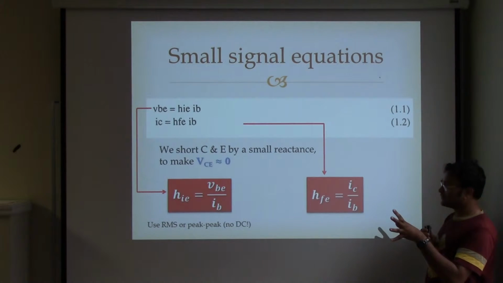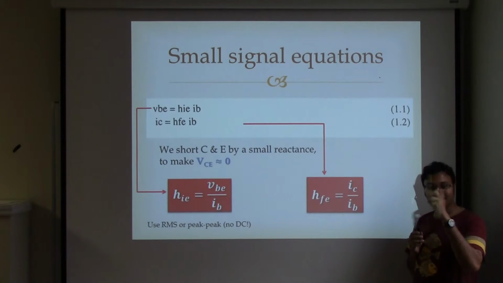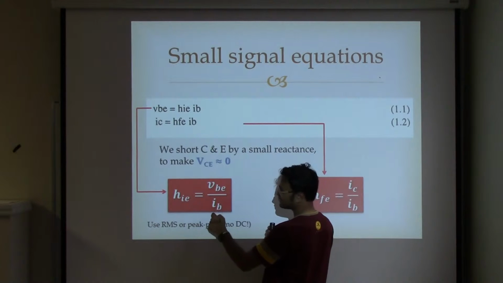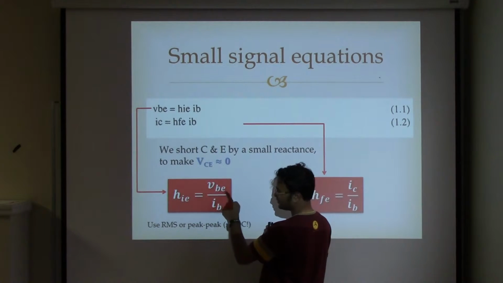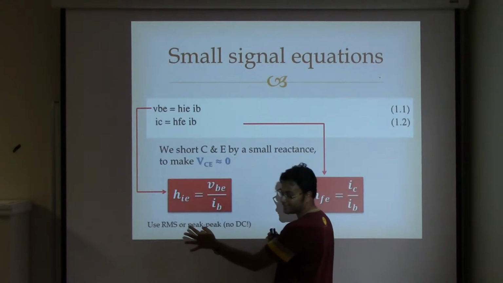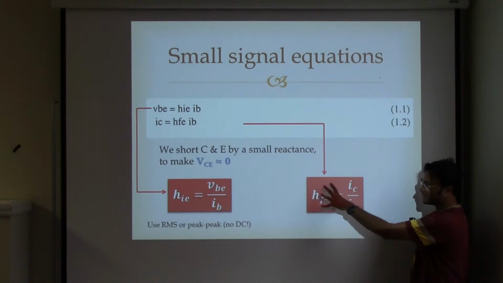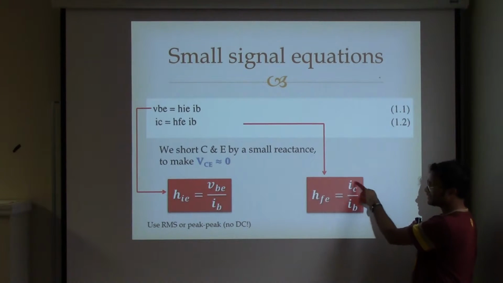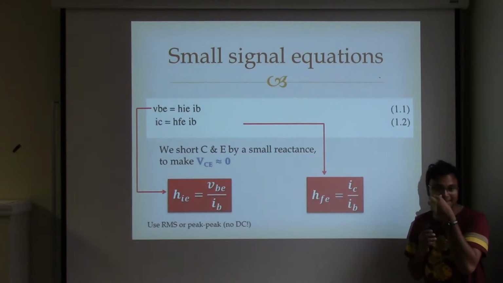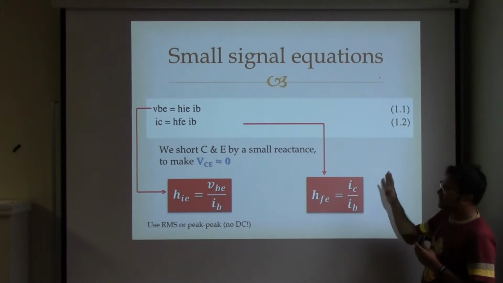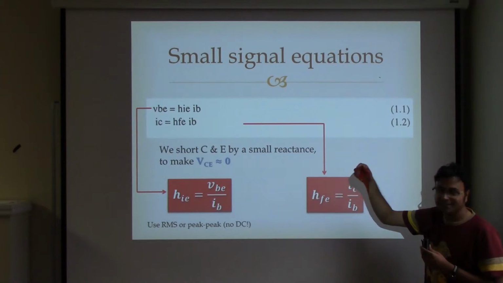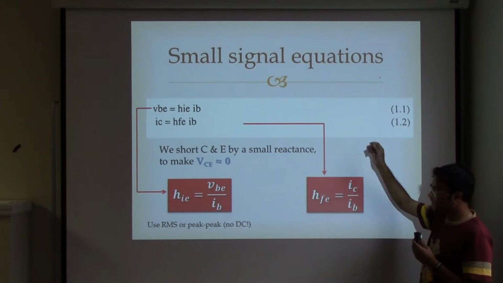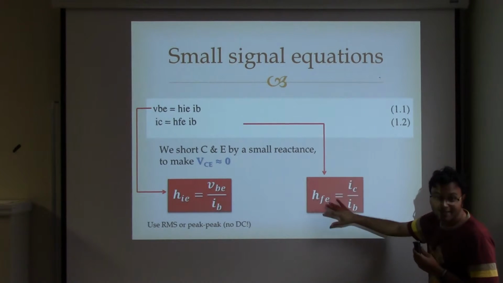If you ask what HIE is, it's tough to say in a single word, but if you look at this equation, you can say VBE divided by IB, the base to emitter voltage divided by the base current, is HIE. However, this other one has a much nicer name. We call this the transistor gain, the collector current divided by the base current. You can picture how a transistor works: you put some current into the base and some current comes out of the collector. So this is the current gain.